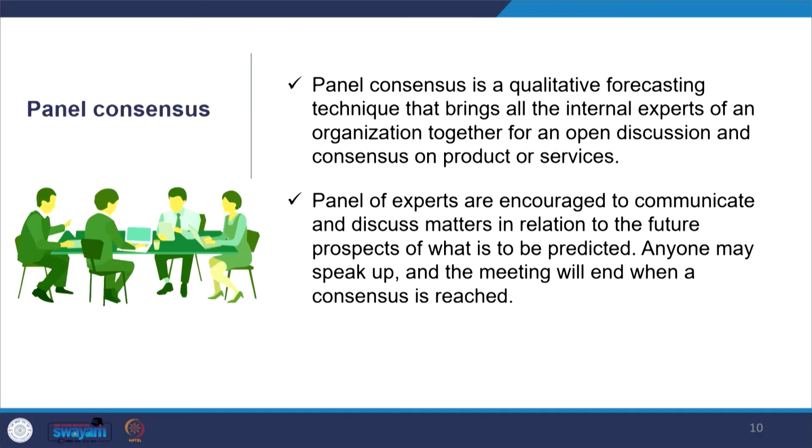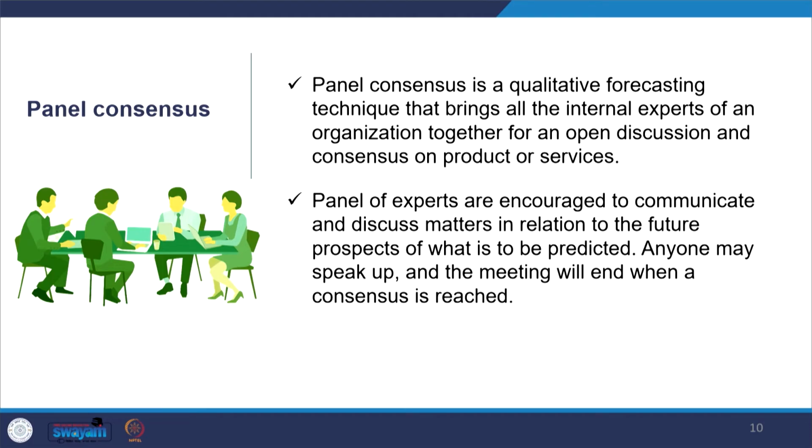The next qualitative approach is panel consensus. Now, that looks like Delphi again. What is this method? Panel consensus is a qualitative forecasting technique that brings all the internal experts of an organization together for an open discussion and consensus on the product or services that is of interest to the researcher. So, the panel of experts are encouraged to communicate and discuss the matters in relation to the future prospects of what is to be predicted.